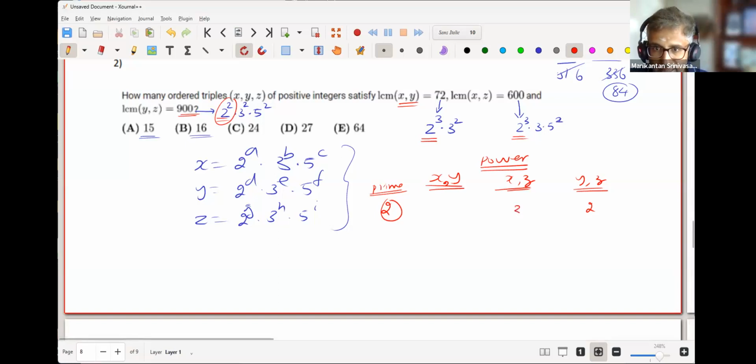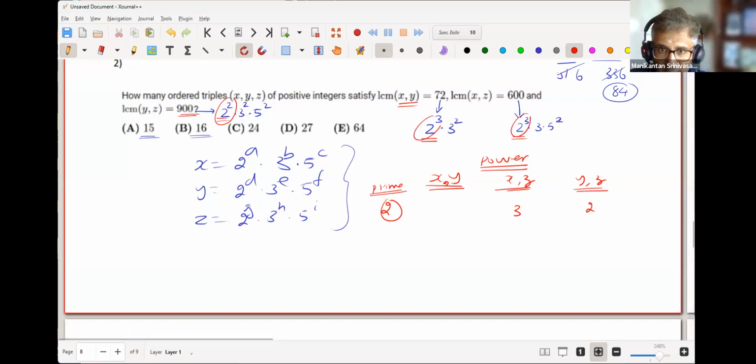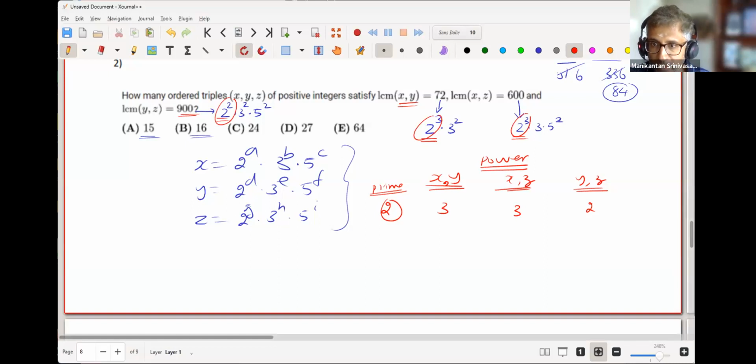And the maximum for X and Z is 3, because it's 2 power 3. The maximum for X and Y is 3. So from this, we can infer that neither Y nor Z can be 3, because both of them are capped at 2. So the obvious choice is X has to have the power of 3, right? Are we clear on X has to have a power of 3?